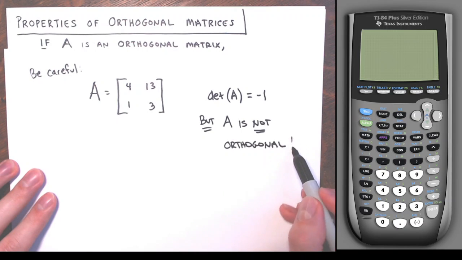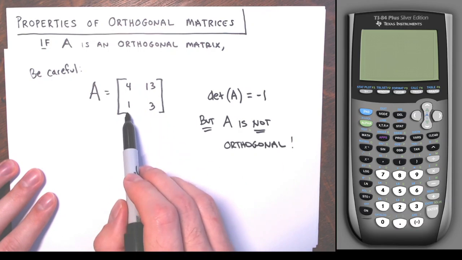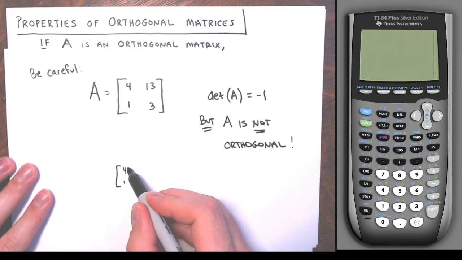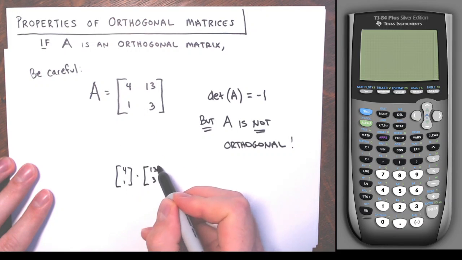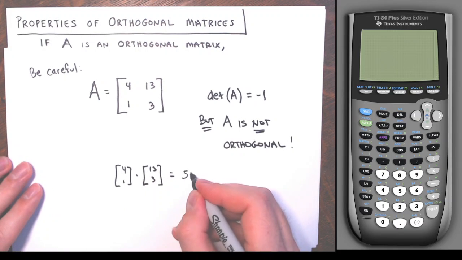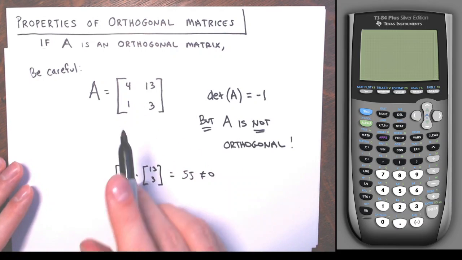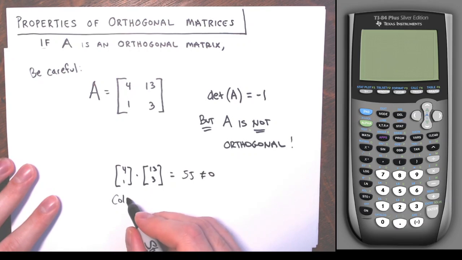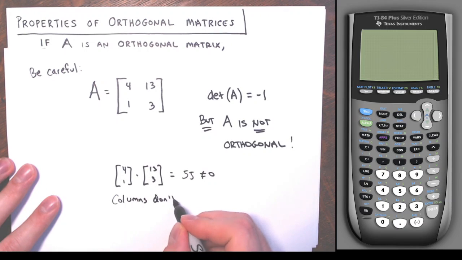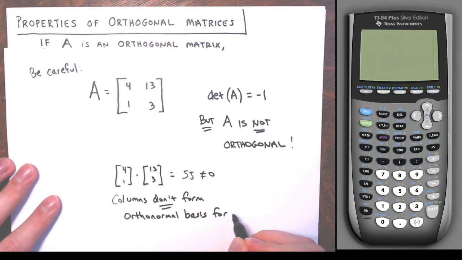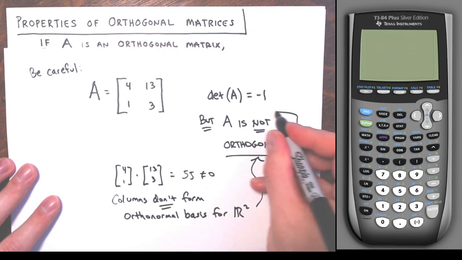I'm hoping you see this because look, the columns are not unit vectors. In fact, they're not even orthogonal. If I did the dot product of 4, 1 with 13, 3, this would be 4 times 13, which is 52, plus 3, that's 55. That's not 0. So the columns do not form an orthonormal basis for R2. So again, I can say that A is not orthogonal.